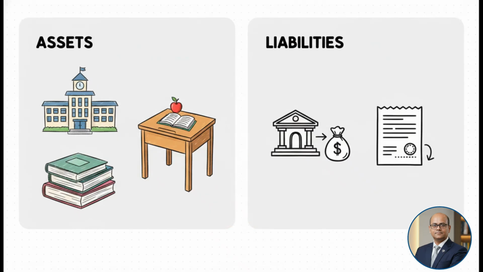So this balance sheet, it has two sides. On one side, we write all the assets. Now, what are assets? Simply what the business owns. For example, in our school, this building, your desks, the blackboard, these are all assets of the school. And on the other side, we have liabilities. And liabilities are what the business owes to others. For example, if the school has taken a bank loan, that loan is a liability.